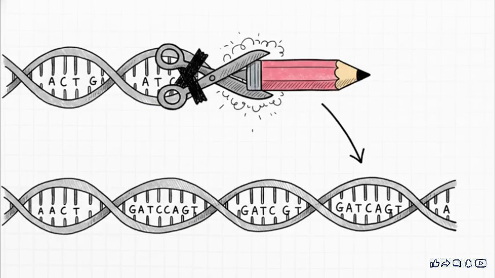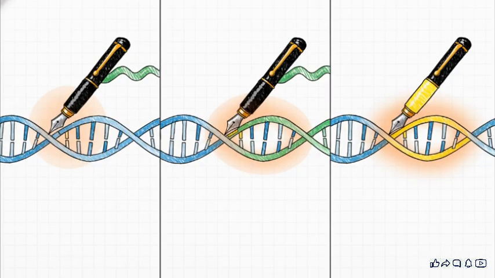Then things got even more precise with base editing. This is really clever. They use a dead Cas9 that can't cut at all. It just acts like a delivery drone, and attached to it is another enzyme that can do a bit of molecular alchemy, chemically changing one DNA letter directly into another, like turning a C into a T, without ever breaking the DNA's backbone. It's like using a pencil with an eraser to fix one letter, instead of cutting out the whole word.